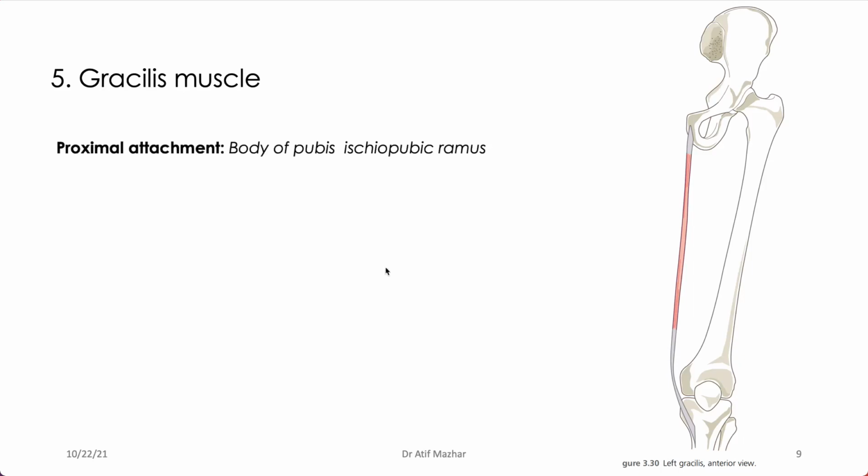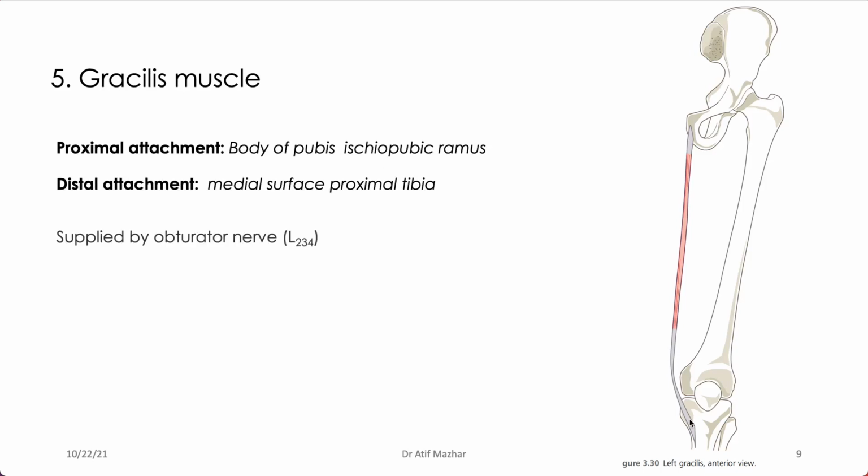So this gracilis proximally is attached to the body of the pubis and ischiopubic rami, and then distally it goes to the medial surface of the proximal tibia. You can see that it's going down, and it's also supplied by the obturator nerve.